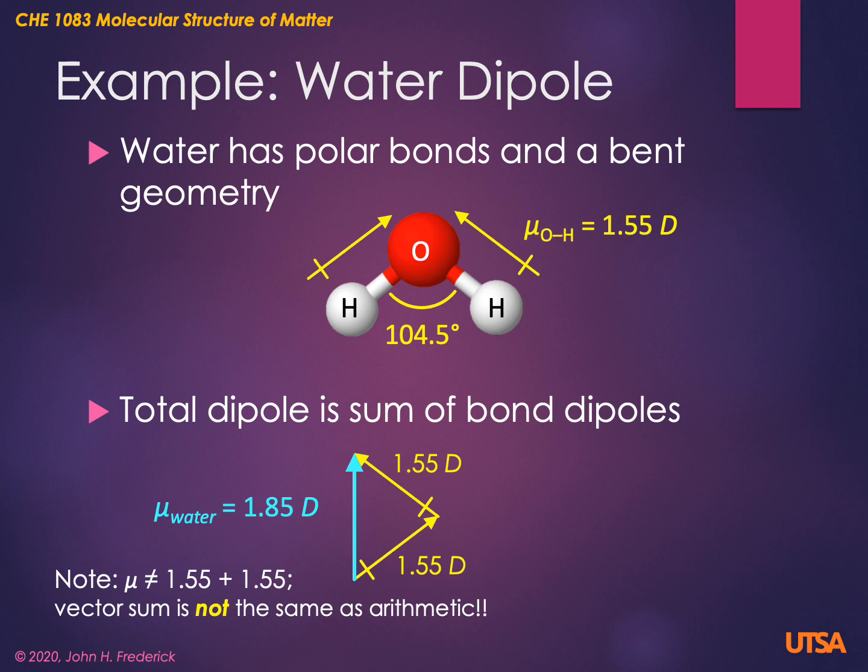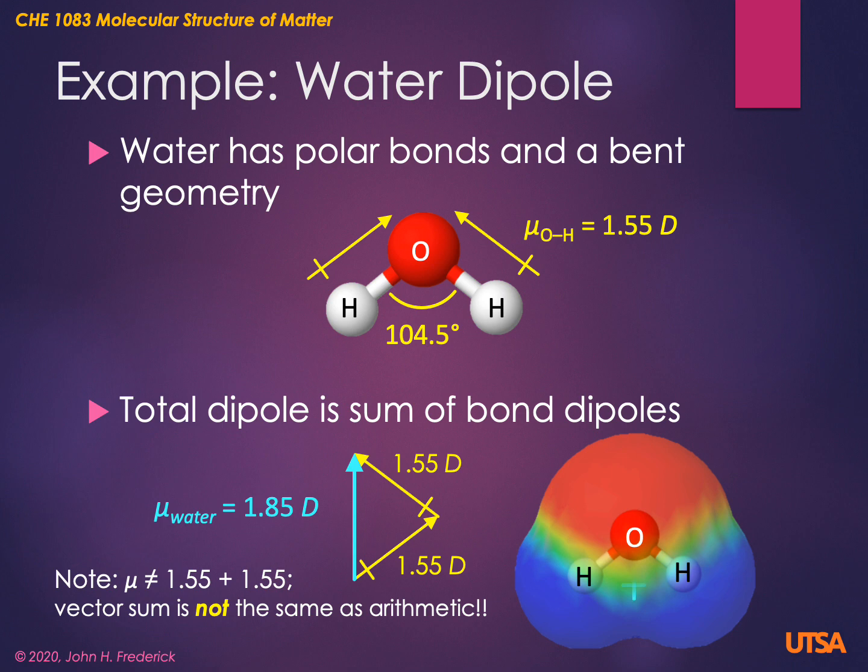You should note, especially in this case, that we couldn't just add 1.55 with 1.55. These are the lengths of the two bond dipoles in water. That does not give the dipole moment for the water molecule. So the vector sum is not the same as the arithmetic sum. So here is our water molecule. Here is its net dipole, and you can see that it goes right up through the middle of the molecule, oriented in a very symmetric way with respect to the two OH bonds.